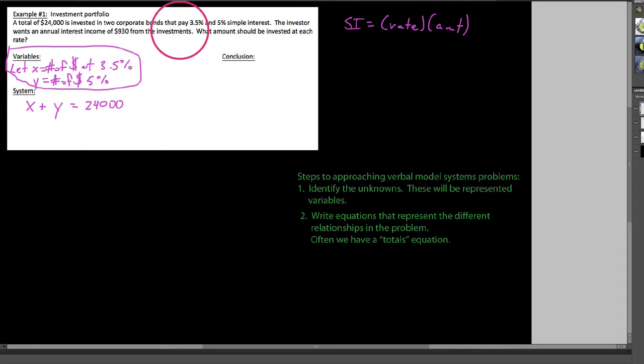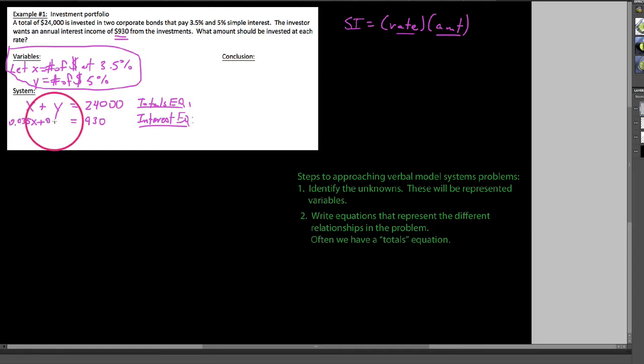Now the other part of this was that it had two interest rates, 3.5% and 5% at simple interest, and the investor wants to earn an annual interest income of $930 from the investment. So as you read through this here, we can look at the first equation as our totals equation. The second equation that we're going to write here pertains to the interest amount. And so when we say, well, how do I calculate my interest? Remember that to find the percentage of a number, we just take the rate times that number. But we could say, well, how much interest did I earn on the first account? Well, it would be 3.5% of whatever you invested. And so because we're going to do 3.5% of x, then the amount that I earned in interest is 0.035x.